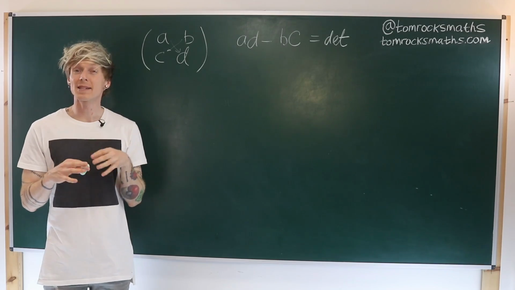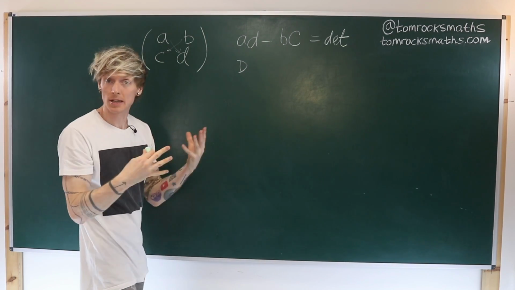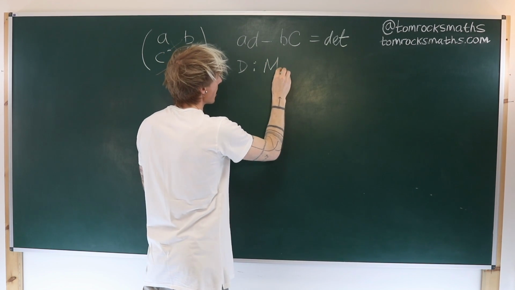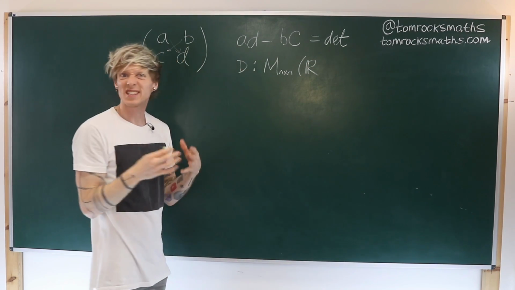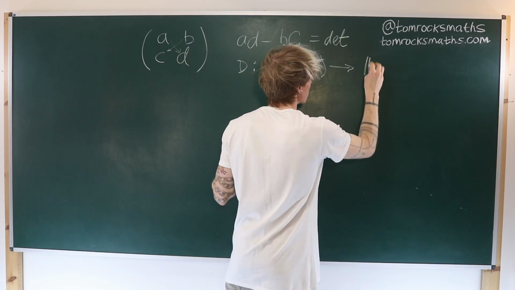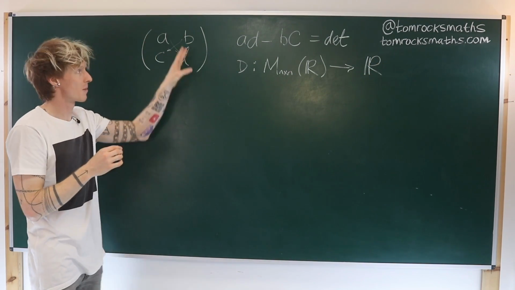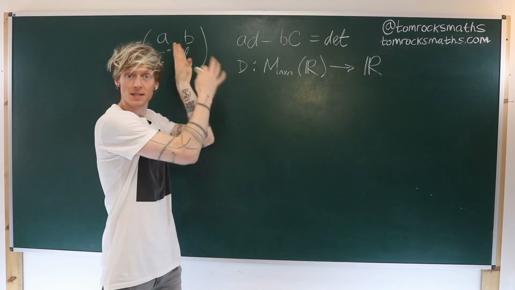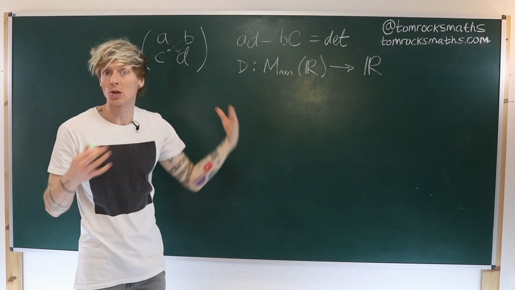We start by considering a general function d, and this is of course going to be our determinant. And we want this function to map from the n by n matrices, and just to make it easier here, we'll just consider real entries. So it's going to map from a matrix to give us a real number. So here we start with a matrix and we output this scalar AD minus BC. So this is clearly mapping from matrices to the real numbers, where here n is 2.